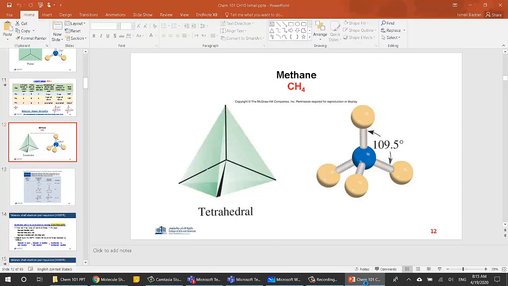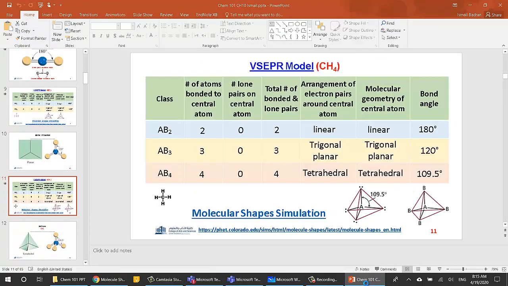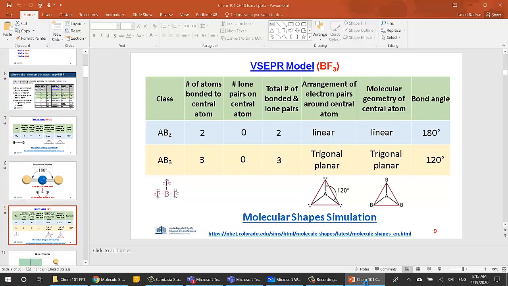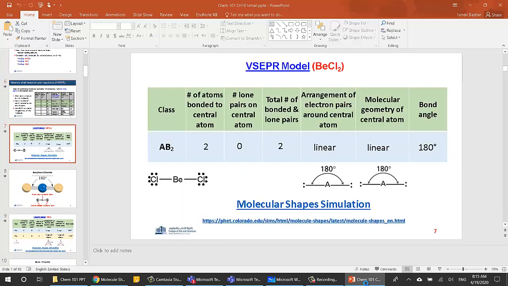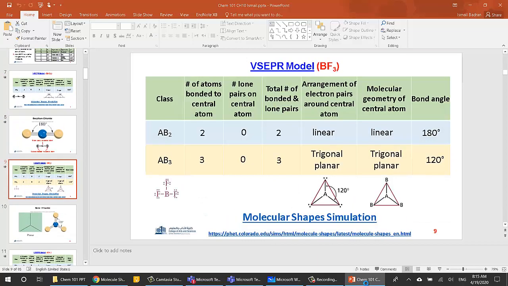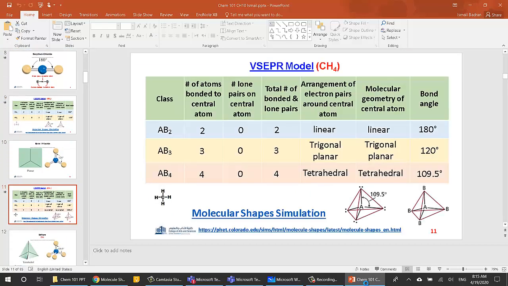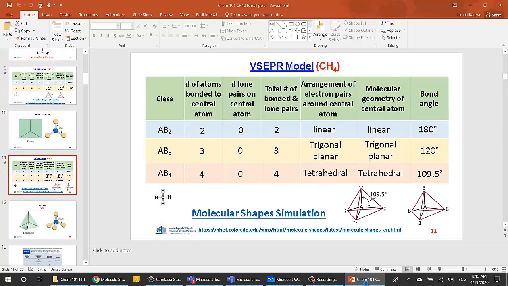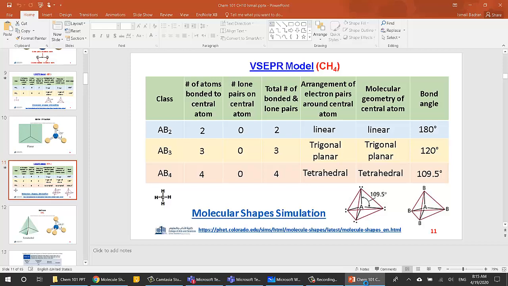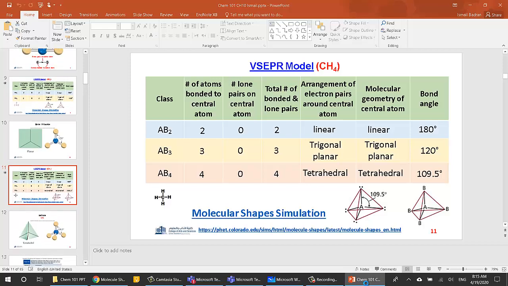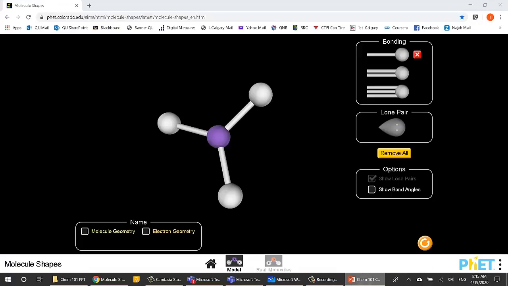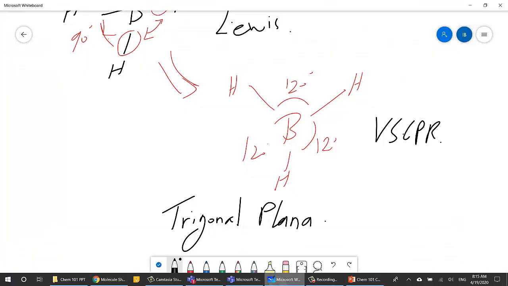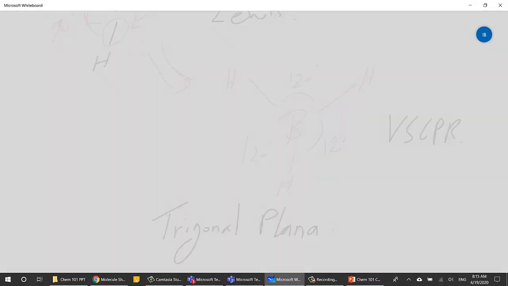Now, the VSEPR has actually 5 families or 5 groups. Okay, let's take another example before we go into this table. The other example I want to give you is a linear one.